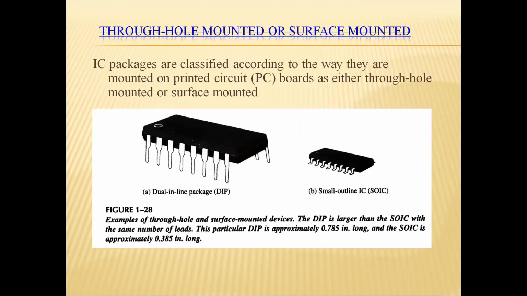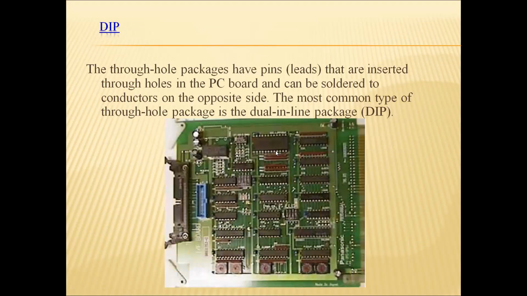This is one of the other configurations of ICs, just to introduce you to the types of ICs. The most used is the DIP, dual inline package. The through hole packages have pins that are inserted through holes in the PC board and can be soldered to the conductor on the opposite side. The most common type of through hole package, remember, is the DIP.